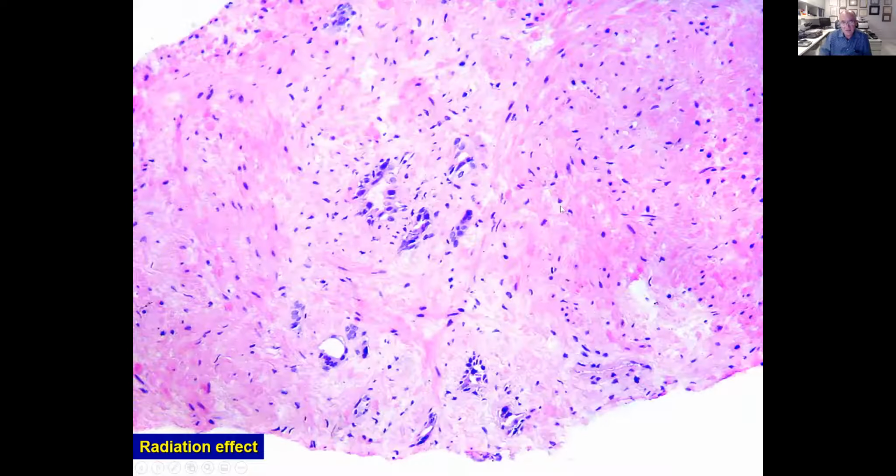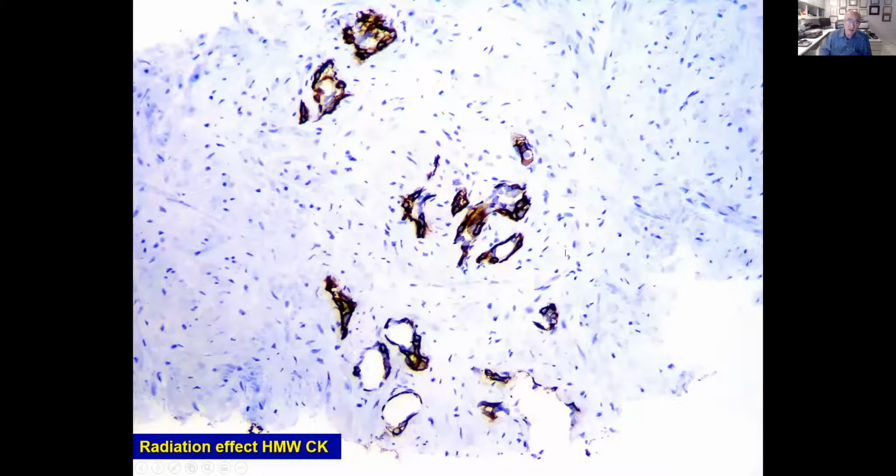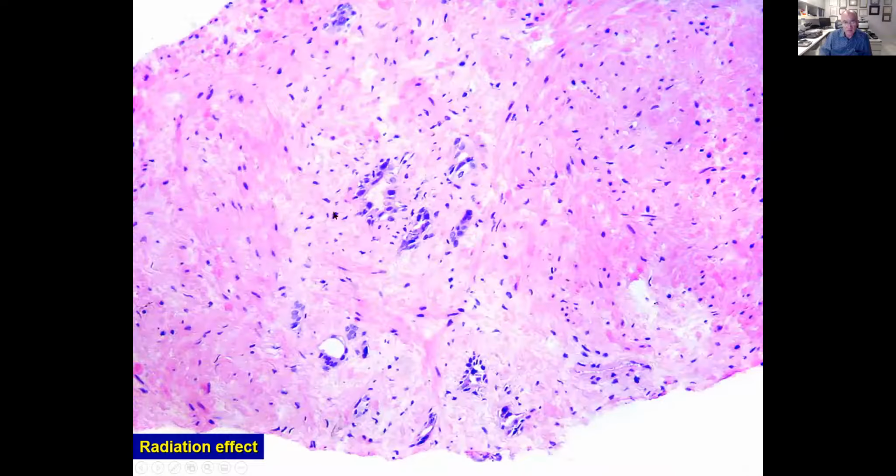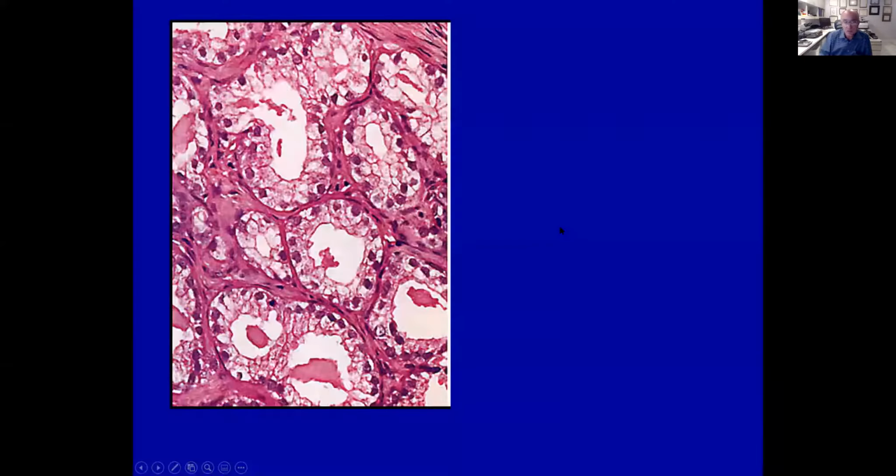Here is another case that was also post-radiation and with atrophy, that corresponded to benign tissue, versus the suspicious atypia that we could interpret if we just made the diagnosis with the H&E.